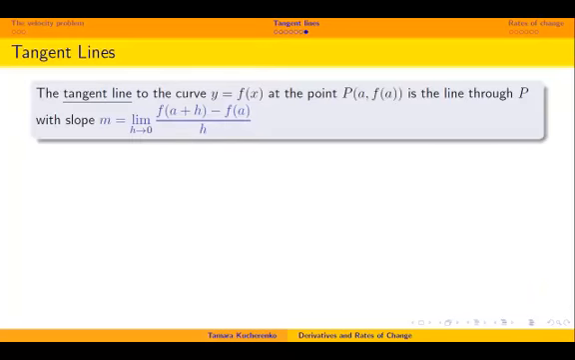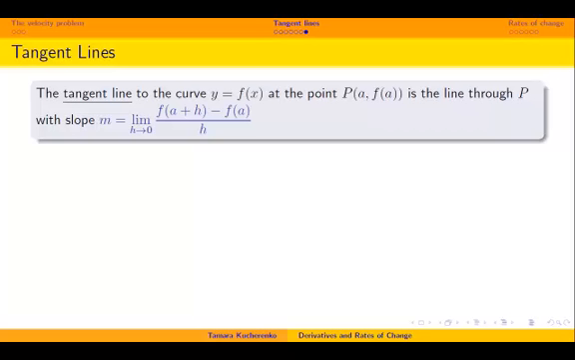We can now use the limit of the difference quotient to define the tangent line to any curve. The tangent line to the curve y equals f of x at the point P with coordinates a, f of a is the line through P with slope m equals the limit as h approaches 0 of the difference quotient f of a plus h minus f of a divided by h.